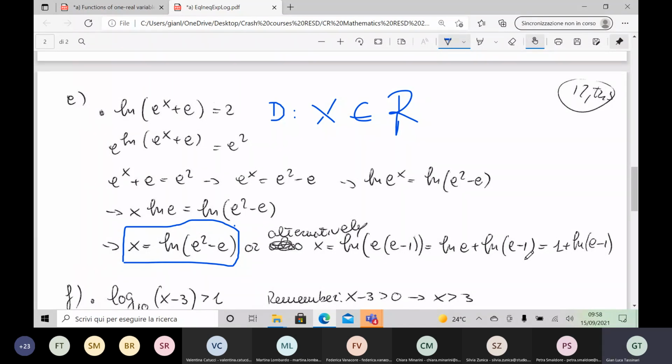Can we stop here or can we do something more? We can do something else now, because ln of e is the logarithm with basis e of e. And again, using the properties of the logarithm, this is equal to 1. So if you write the solution in this way or in this way, the solution is correct, okay?